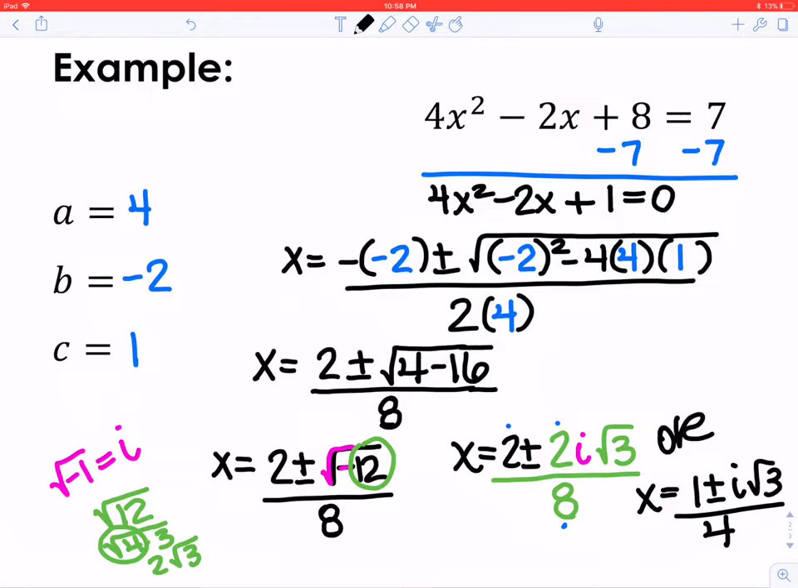All right, so why don't you try that and see if you have any mistakes, any questions. If you need to go back and work on simplifying radicals, stay tuned for that video.